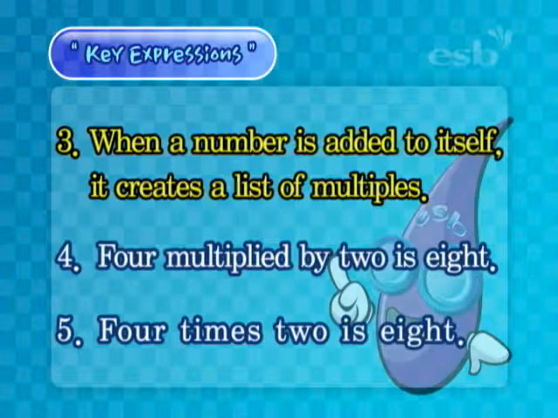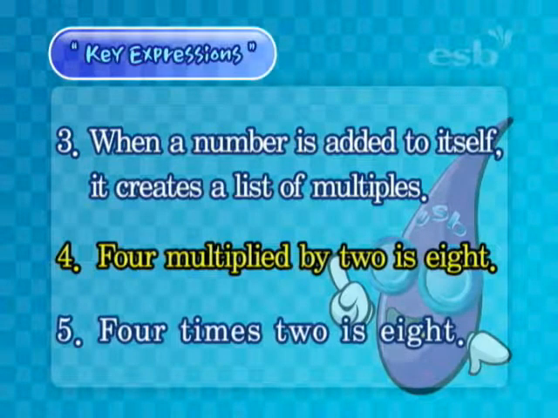Number 3, when a number is added to itself, it creates a list of multiples. Number 4. 4 multiplied by 2 is 8.